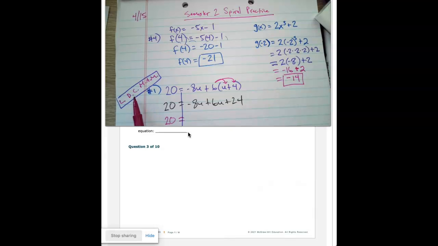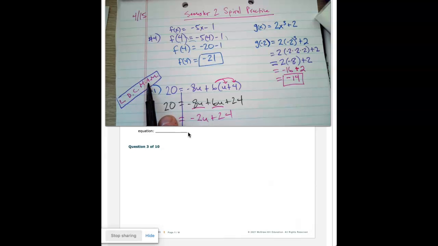So my next step is C, combine like terms. There are some like terms here on the right. Negative 8 plus 6 is negative 2. Bring down that 24. We already combined negative 8 plus 6. That's where the negative 2 comes from. Bring down the 24. Next step is M, move the variables to the same side, but there's only variables on one side here, so I don't have to do this step.